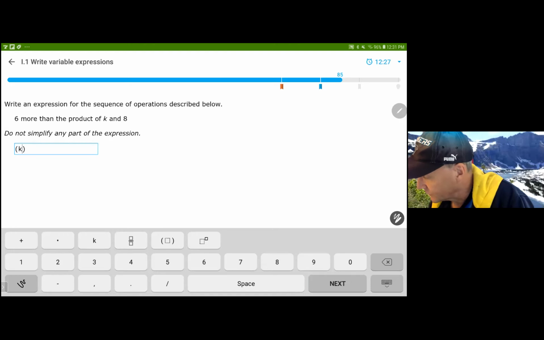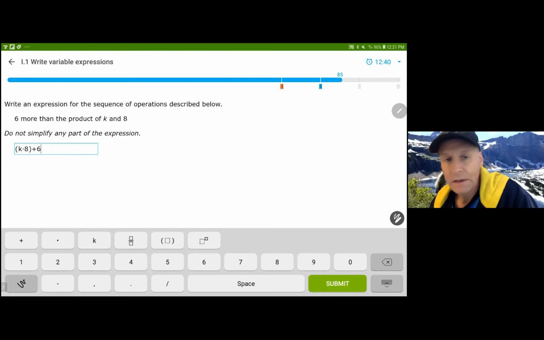K, we usually write it as 8K, or K times 8 is in the correct order. So I'm going to write K times 8. So the product of K and 8, and we want to go 6 more than that. That means plus 6. Now, a lot of people are going to write this the other way. They're going to say 6 plus the product of K and 8, which will still be correct mathematically. But if that had said difference and you write it out of order, it'll be wrong. So if this had said the difference, it has to come first.